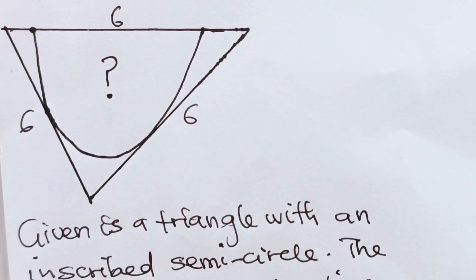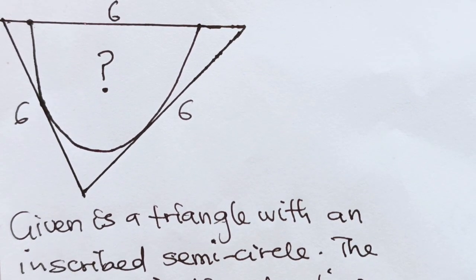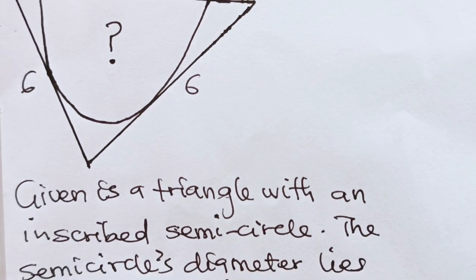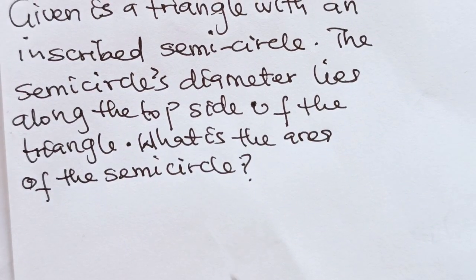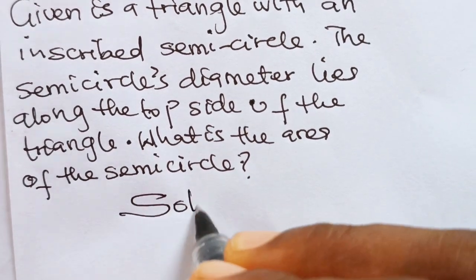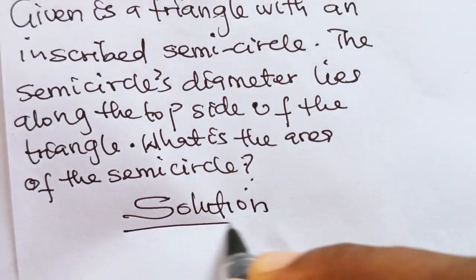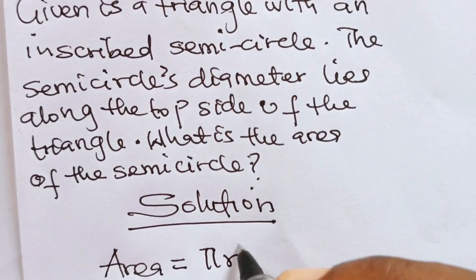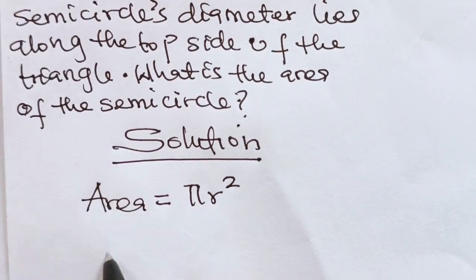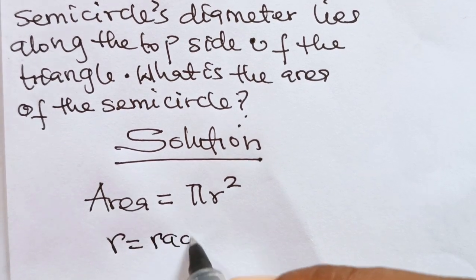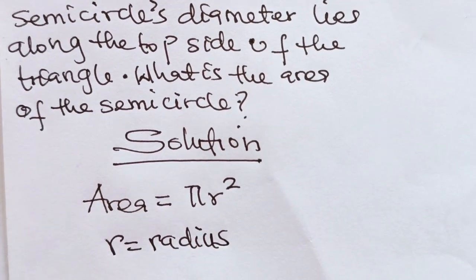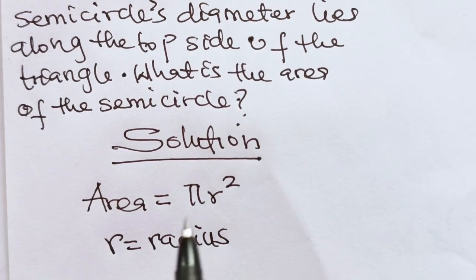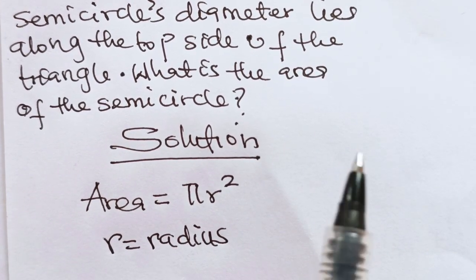Okay, first of all, we need to find what is the formula for area of a semicircle. There is no formula for area of a semicircle without knowing the formula of the area of a circle. Now first, the area of a circle is equal to pi r squared, where r is equal to the radius of the circle.